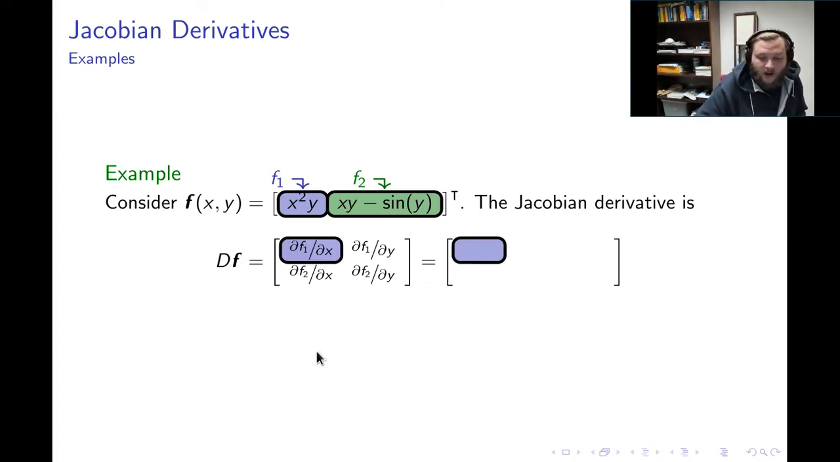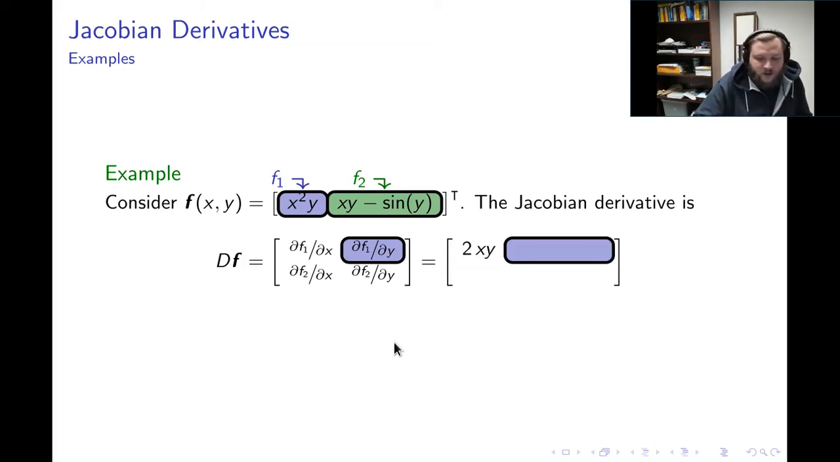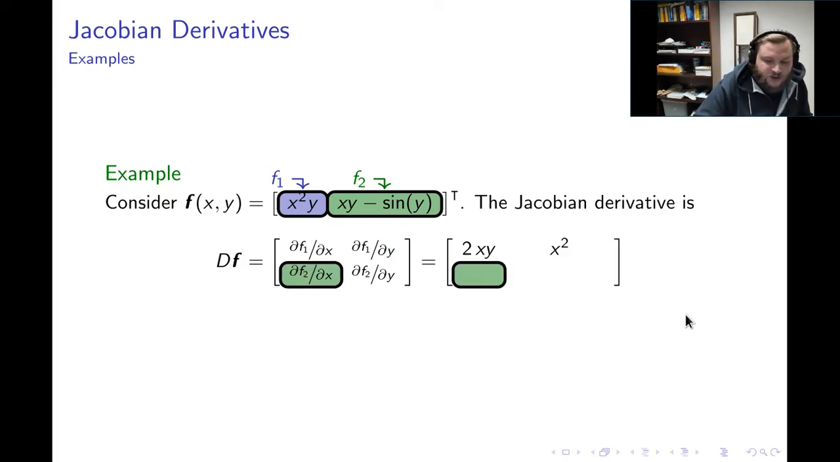The 1,1 entry should be the partial derivative of f1 with respect to x. Well, f1 is x squared times y, so its derivative with respect to x should be 2xy. If I go to the 1,2 position, this should be the partial derivative of f1 with respect to the second input variable y. f1 is x squared times y, so its derivative with respect to y is just x squared. If I go to the 2,1 position, this should be the partial derivative of f2, the second coordinate function, with respect to the first input variable x.